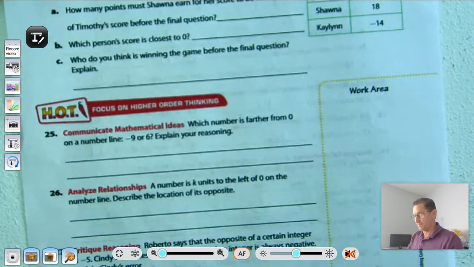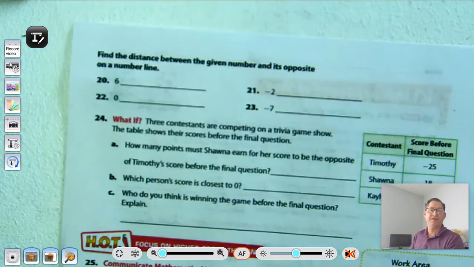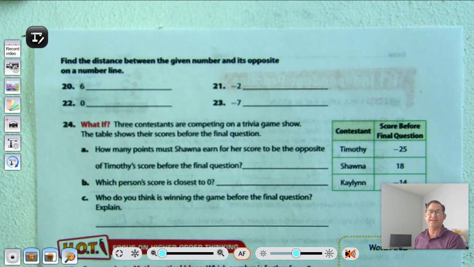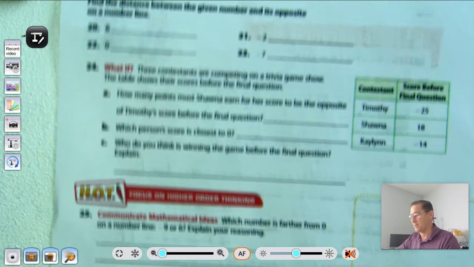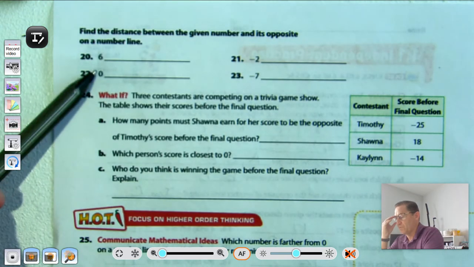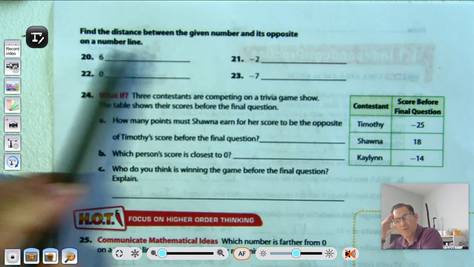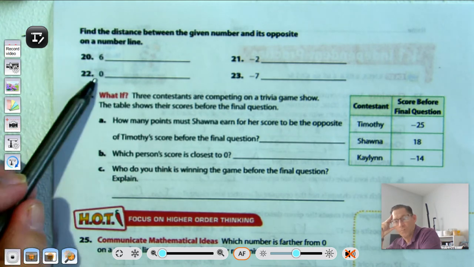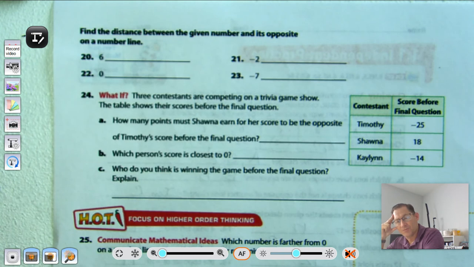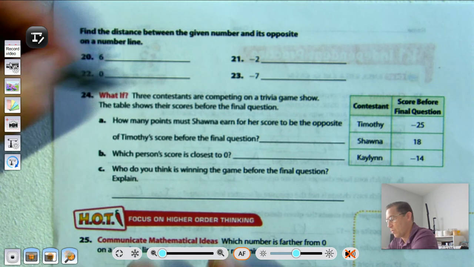Right, number 12. Page 12, I mean. Number 20. Find the distance between the given number and its opposite. All right, so 6 is positive 6, right? So to get to its opposite, we have to go back 6 to get to 0, and then 6 more to get to -6. So that's 12.